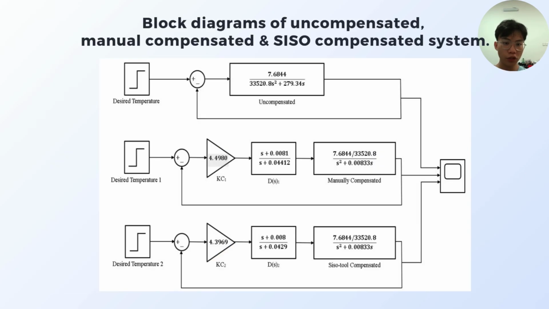So these are the block diagrams showing the uncompensated, manually designed, and SISO tool design system. From the diagram, we can see that the original system does not have any compensator, while the value of gain and pole zero placement for the compensator of the manual design and SISO tool design is very close.